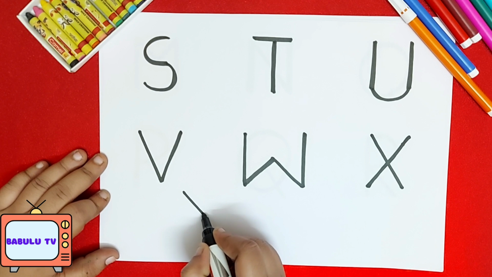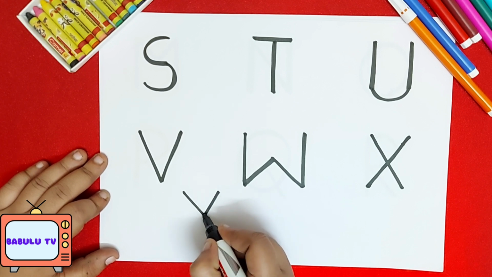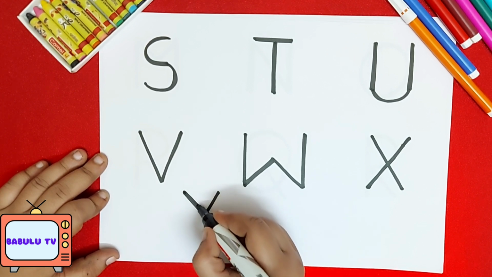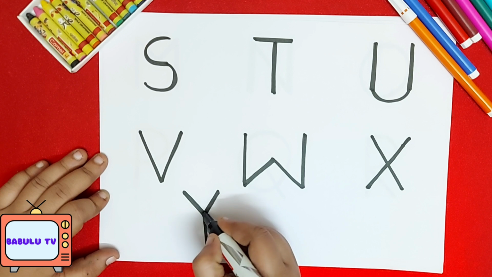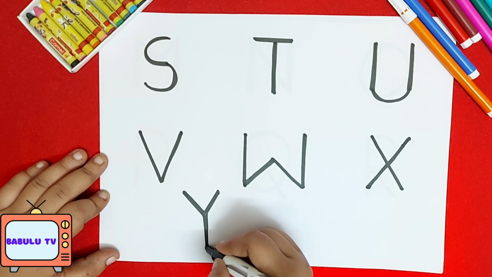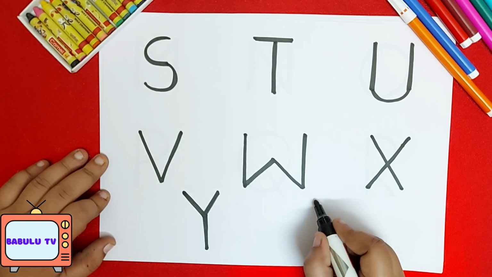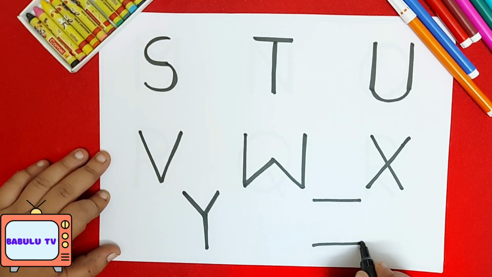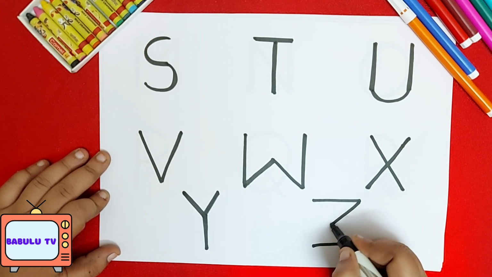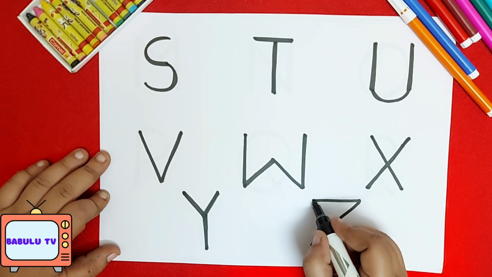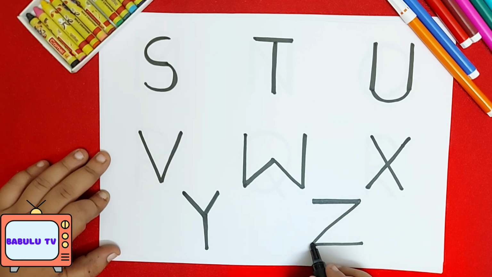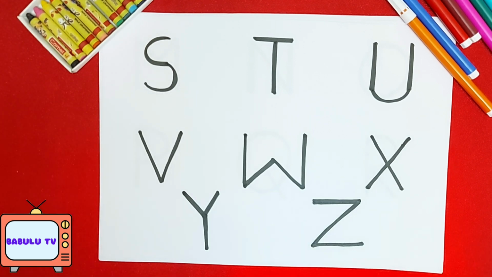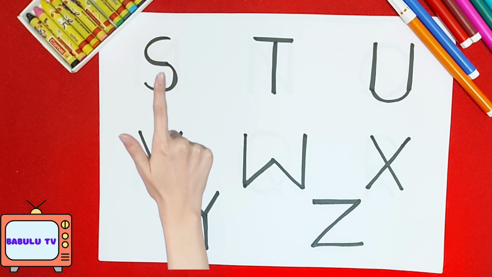Slanting line, again one slanting line and standing line. This is Y. Slanting line and standing line. This is Y. One sleeping line, again sleeping line and slanting line. This is Z. Sleeping line, slanting line. This is Z.